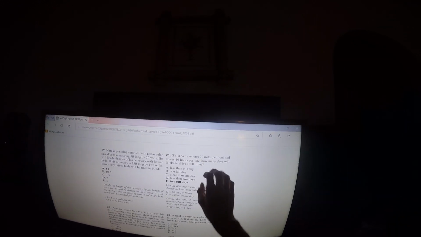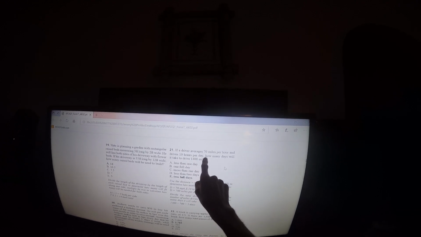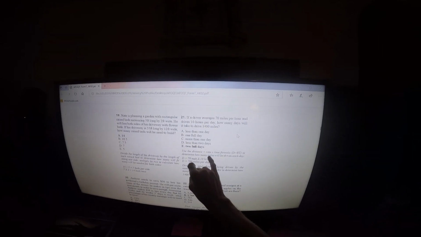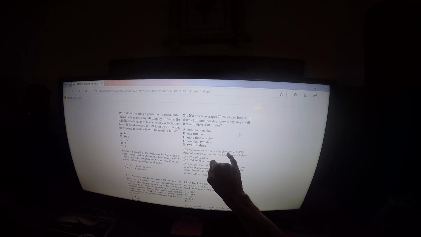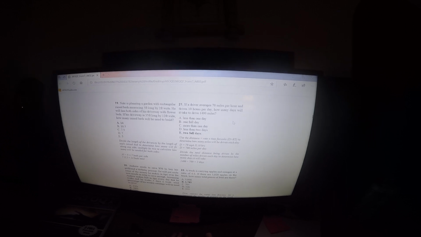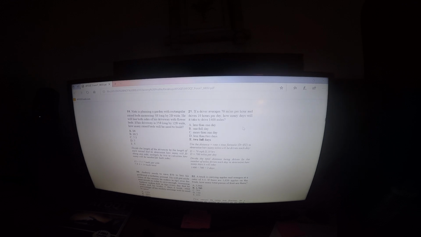Going to 21. If a driver averages 70 miles per hour and drives 10 hours per day, how many days will it take to drive 1,400 miles? 2 full days. Use the distance equals rate times time formula. Determine how many miles will be driven each day. Distance equals 70 miles per hour times 10 hours. D equals 700 miles per day.